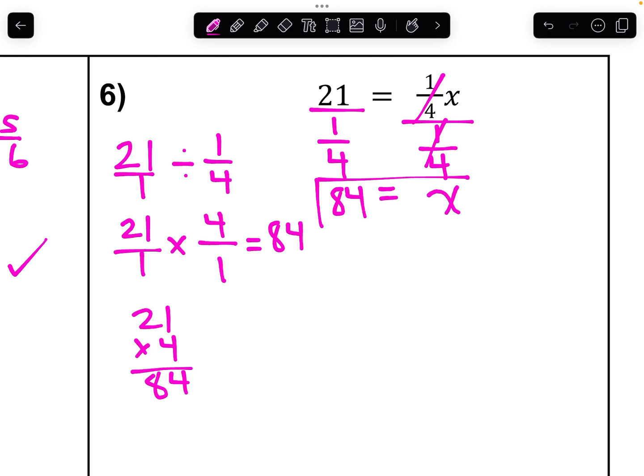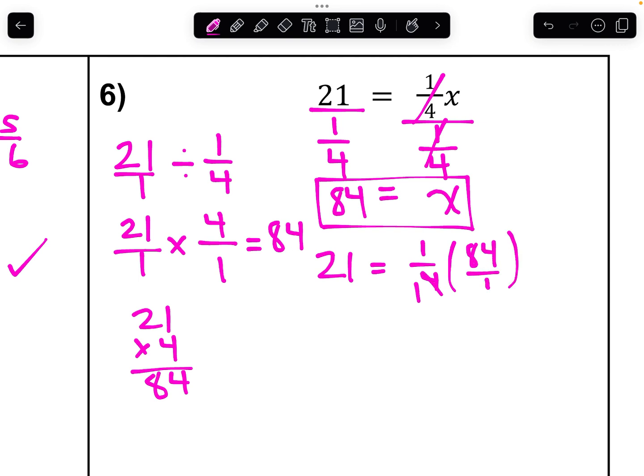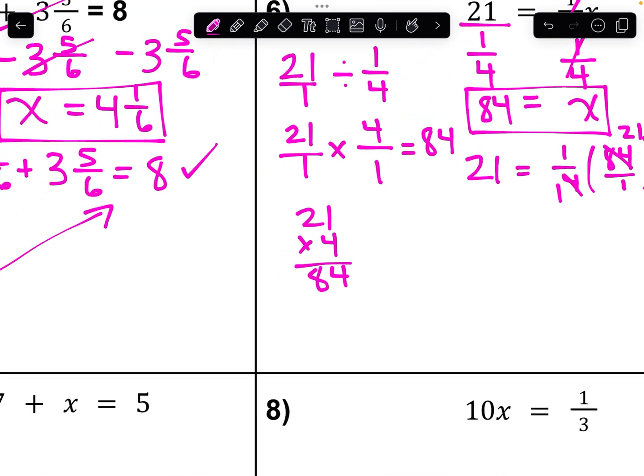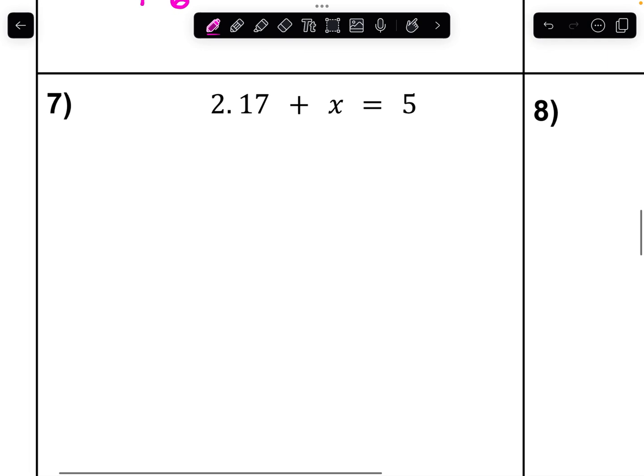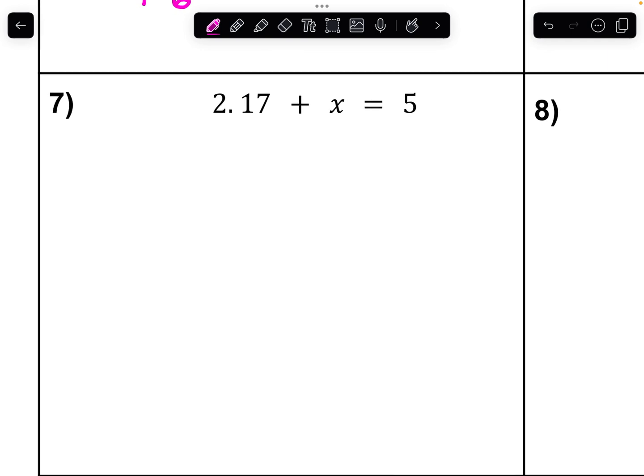I'm going to box my answer, and I'm going to do my check. So 21 must equal 1/4 of x, which is now 84. That does cross cancel, and so it works. Very good. Pause anytime you need to if I'm going too fast. For number 7, I have to get rid of a plus 2.17. So I need to subtract because that's the opposite of adding.